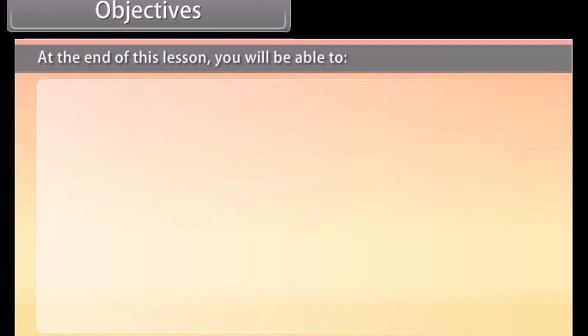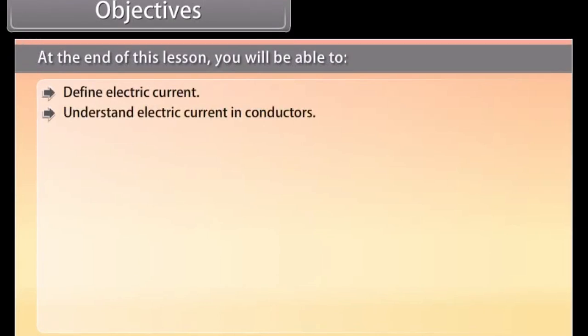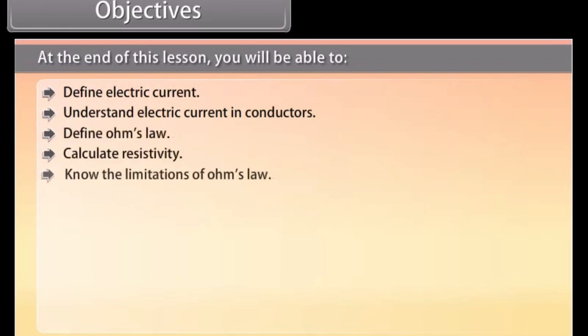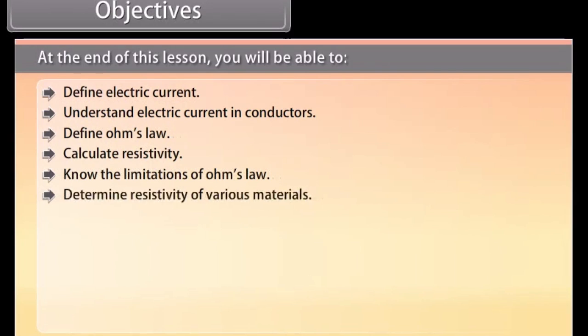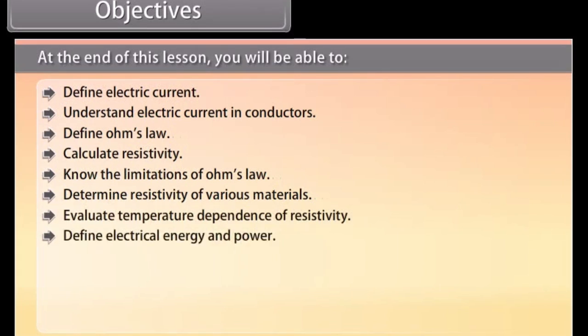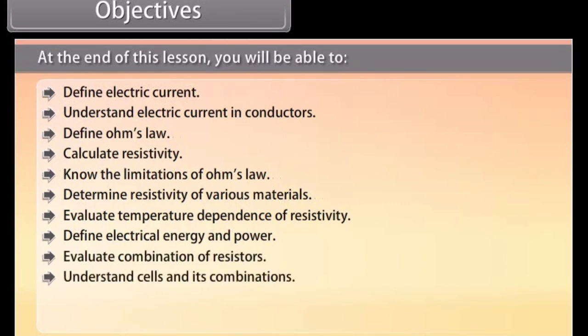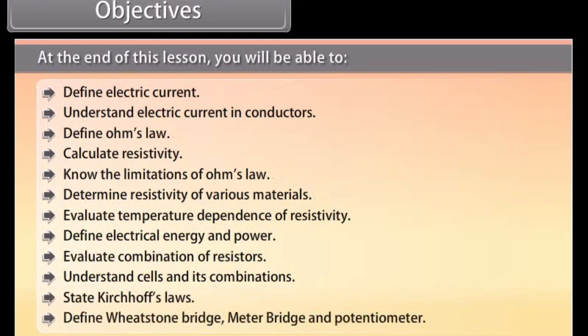Objectives. At the end of this lesson, you will be able to define electric current, understand electric current in conductors, define Ohm's law, calculate resistivity, know the limitations of Ohm's law, determine resistivity of various materials, evaluate temperature dependence of resistivity, define electrical energy and power, evaluate combination of resistors, understand cells and its combinations, state Kirchhoff's law, define Wheatstone bridge, meter bridge, and potentiometer.